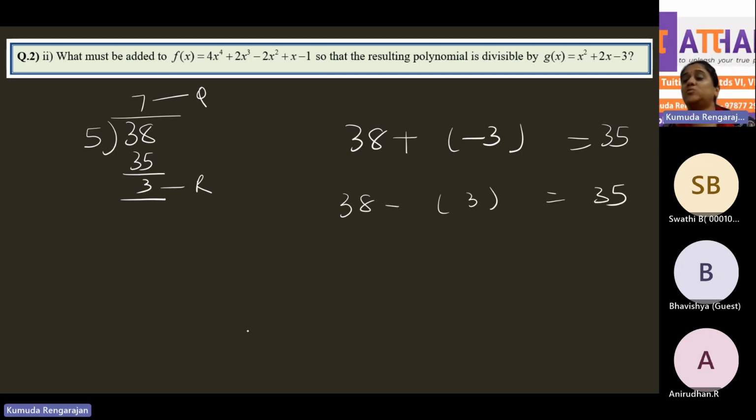If the question is what is to be subtracted, the remainder has to be subtracted. See, 38, what should be subtracted? The remainder 3. It becomes 35. What is to be subtracted? Remainder as it is should be subtracted. What is to be added? The negative of the remainder should be added.